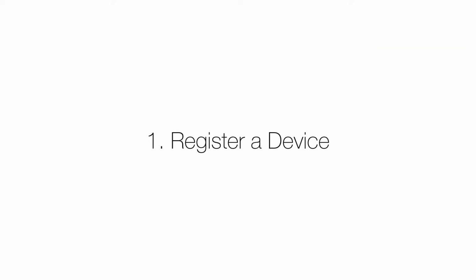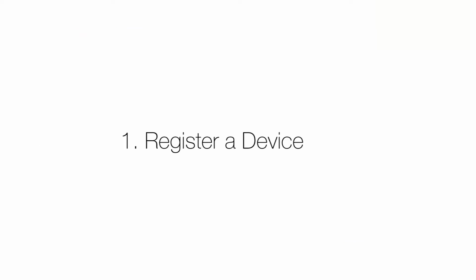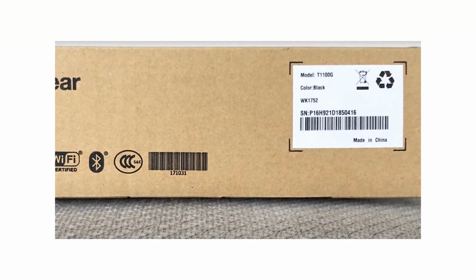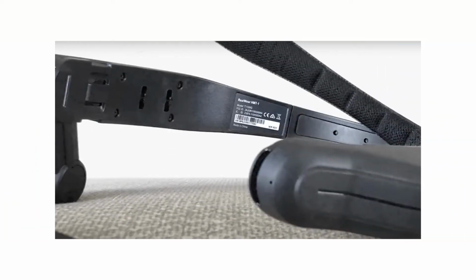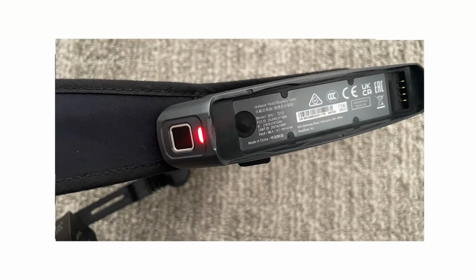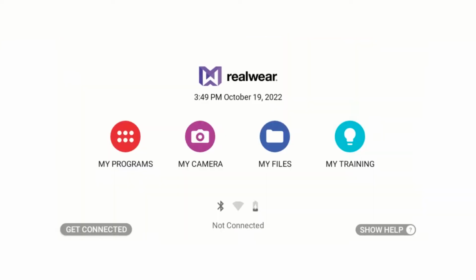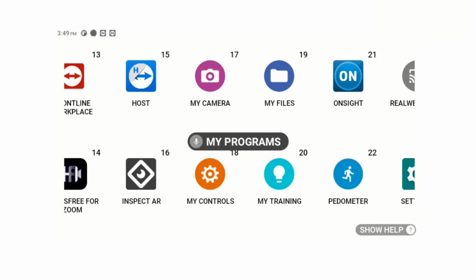First, we'll register a device to our workspace. Locate the serial number of your device, available on the box, on the inside rear of the device, under the battery, or in the About Device application.